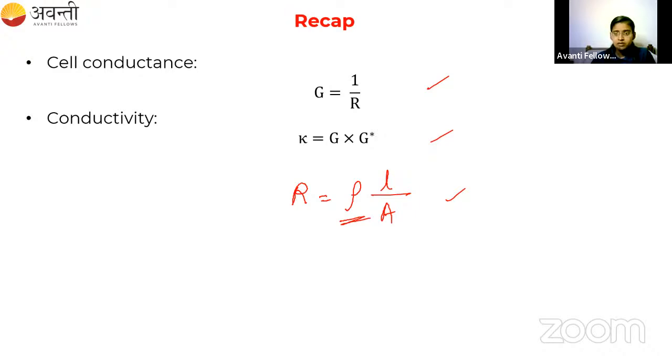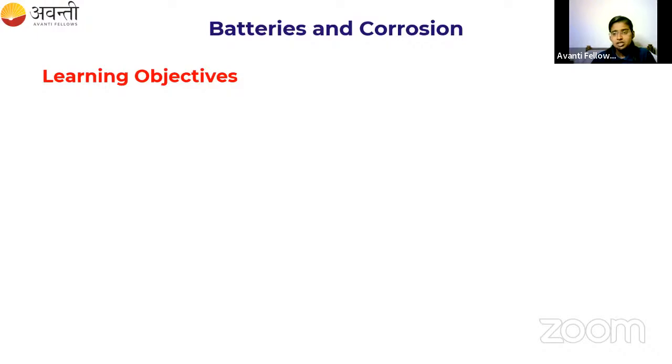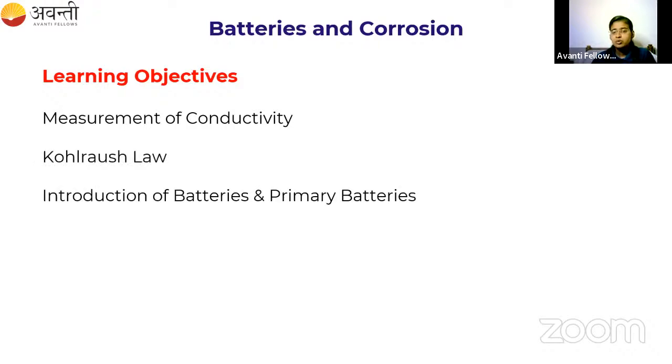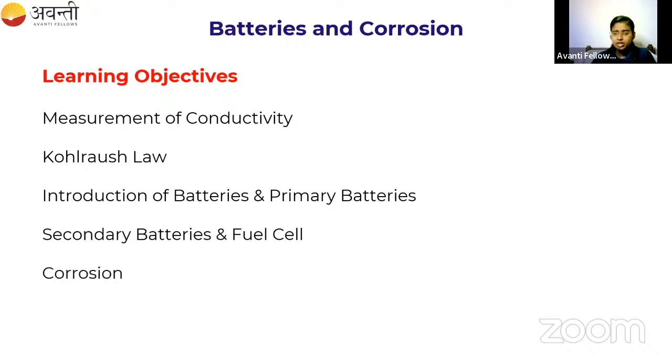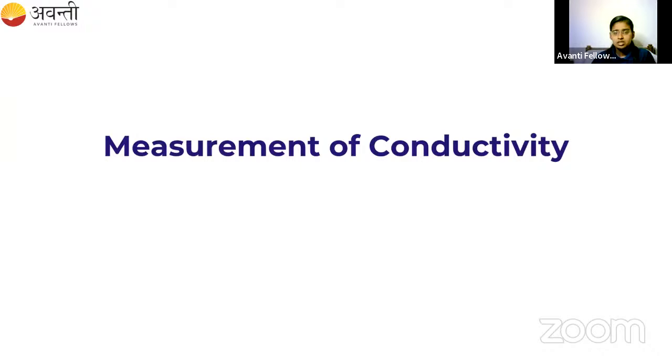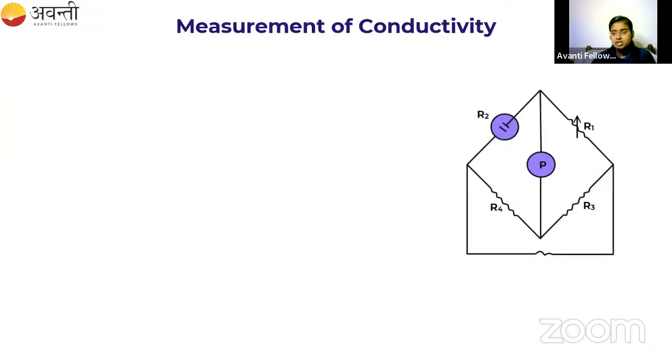Today we are going to discuss mainly batteries and corrosion, and including that, the measurement of conductivity and Kohlrausch law. Then at last we will move on to the main topic: introduction to batteries, primary batteries, secondary batteries and fuel cell, and finally corrosion. The first main topic for today's session is measurement of conductivity. We were about to complete this in the last class, but we discussed only the Wheatstone bridge part.